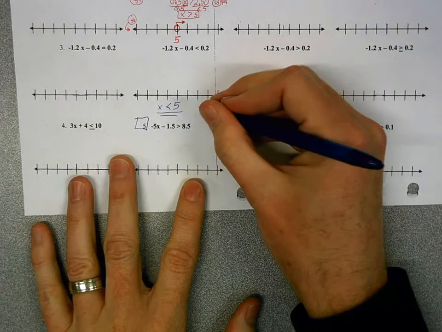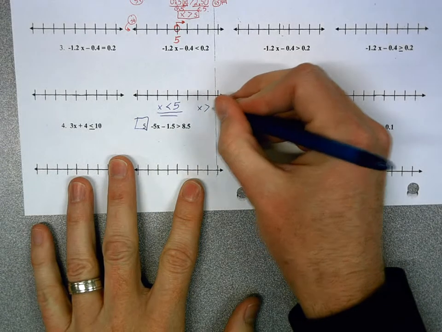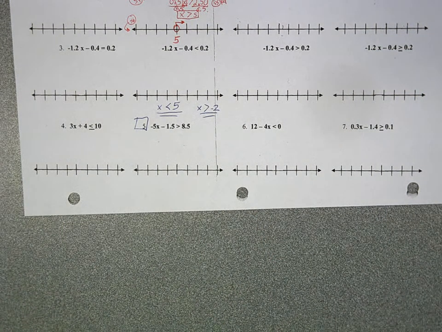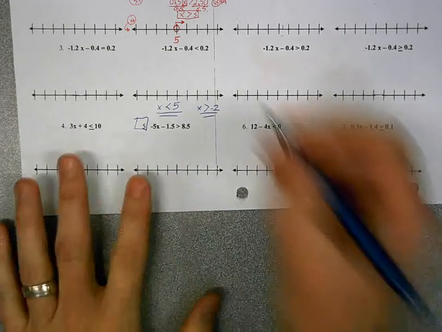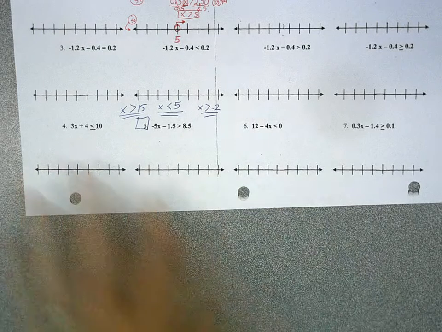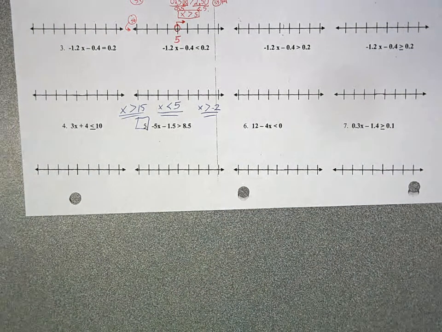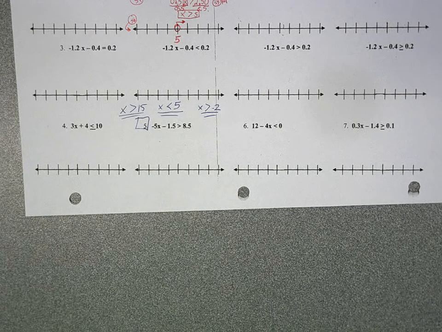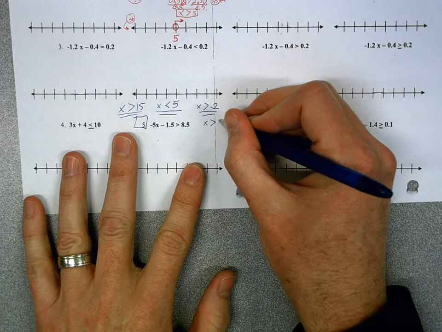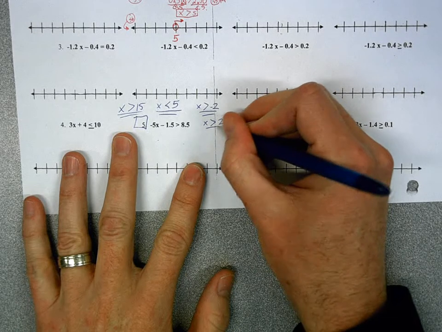X is greater than negative 2. Agree, disagree with that one? Okay. All right. Any others? X is greater than 15. Agree, disagree with that one? Okay. A lot of different solutions out there. Others? X is greater than positive 2? Yeah. Agree, disagree with that one?